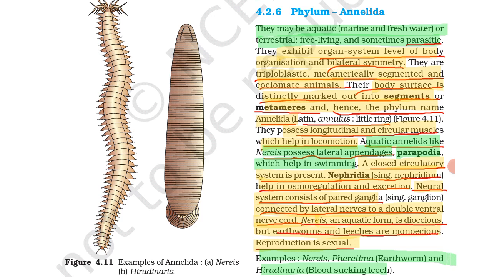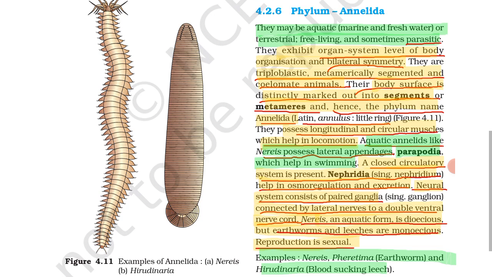They are dioecious, but reproduction is sexual. So they may ask a question about Nereis, that aquatic form is dioecious. They may confuse you: is Nereis dioecious, monoecious, both, or none of these? You have to click dioecious, and keep in mind earthworms and leeches are monoecious. So they carry out sexual reproduction.